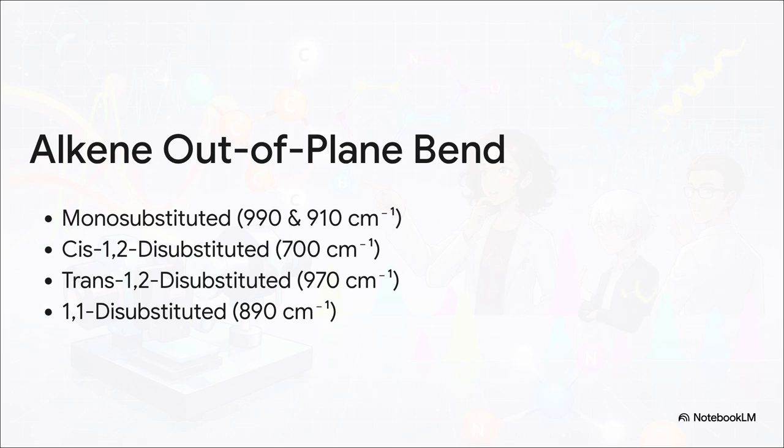For instance, we can easily distinguish a cis arrangement, where groups are on the same side, creating a strong band near 700, from a trans arrangement, which shifts all the way up near 970. Monosubstituted double bonds? They give us 2 unmistakable strong bands near 990 and 910.